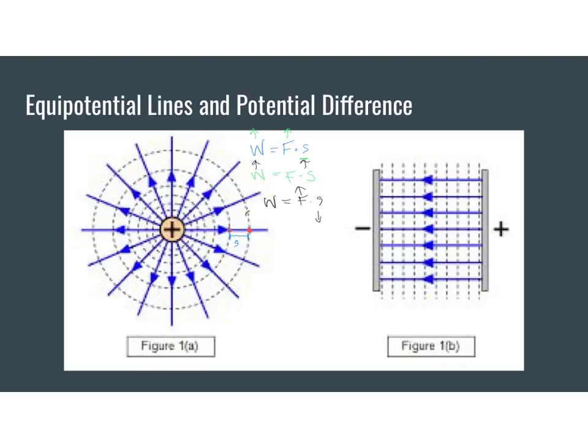This is kind of like a contour map. These lines that we're showing around here, these dotted lines, are equipotential lines. That means that a point here has the same potential energy as a point here, or the same electric potential, I should say.